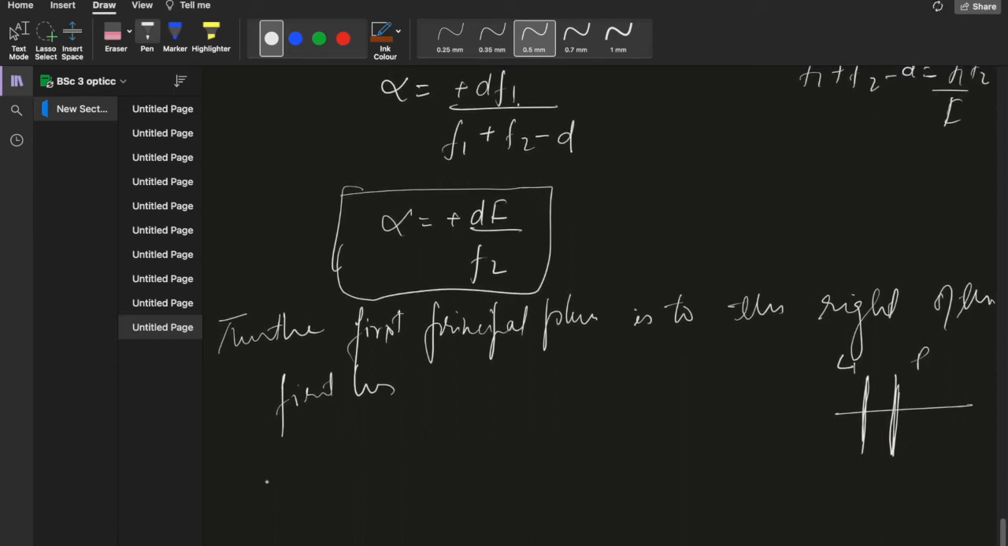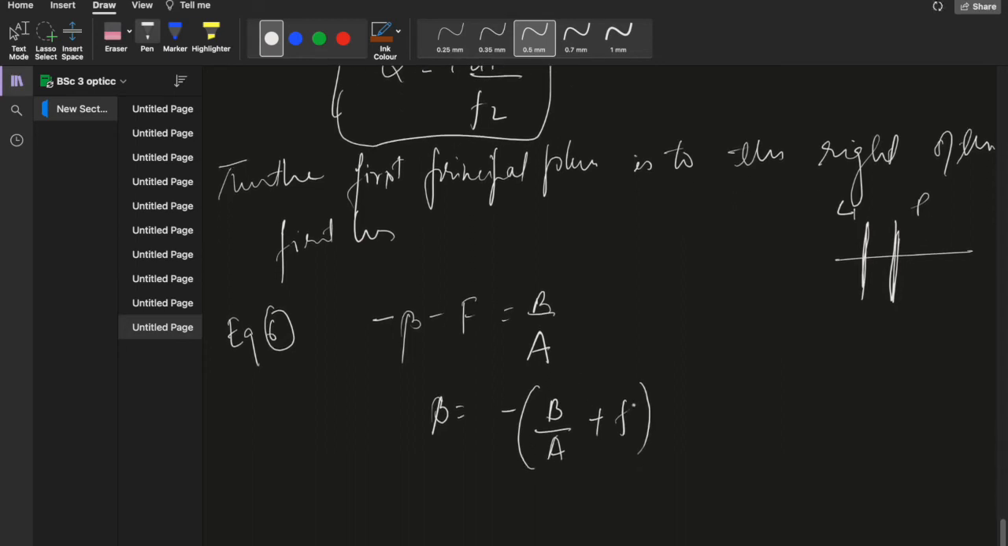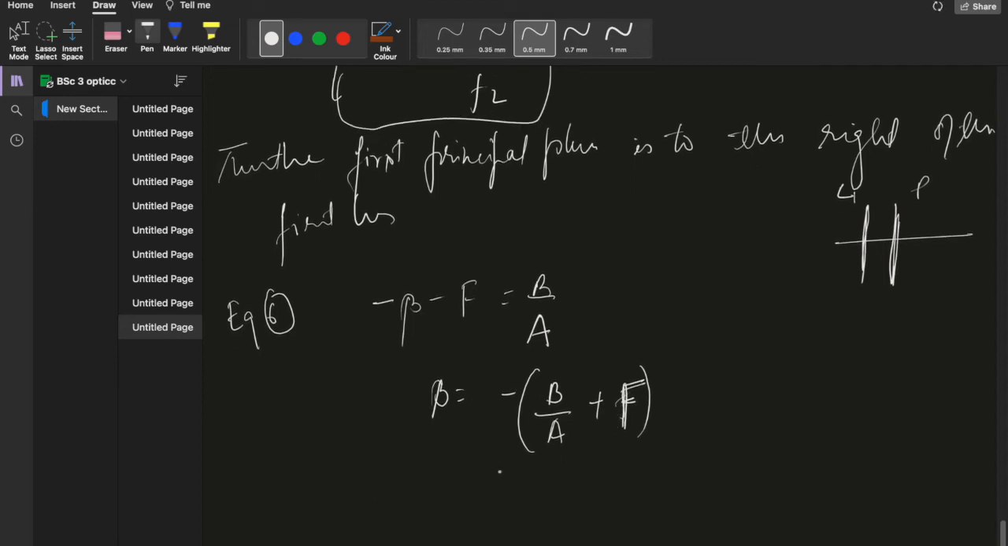If we take equation 6, from equation 6 we know this is beta minus capital is b upon a. All right, so if I need to calculate the value of beta, which becomes b upon a minus plus f, which is equivalent focal length capital F.